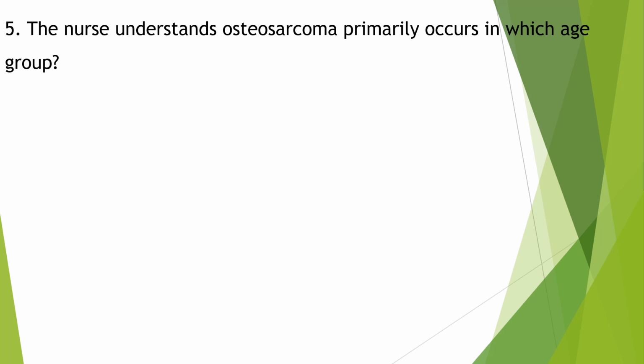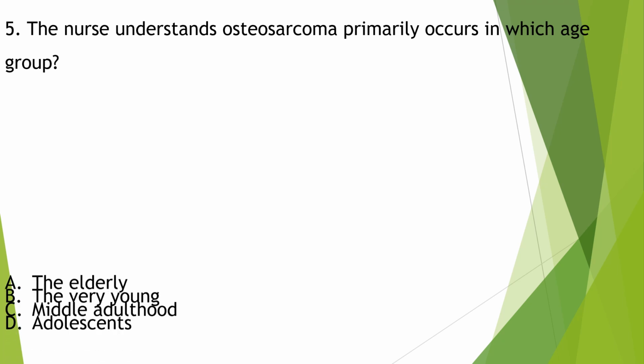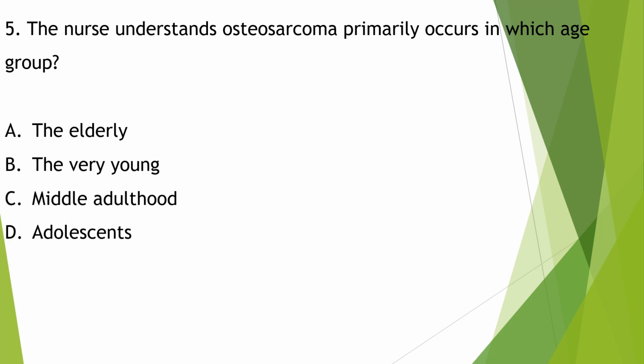The nurse understands osteosarcoma primarily occurs in which age group? The elderly, the very young, middle adulthood, adolescents. So osteosarcoma occurs primarily in adolescents.